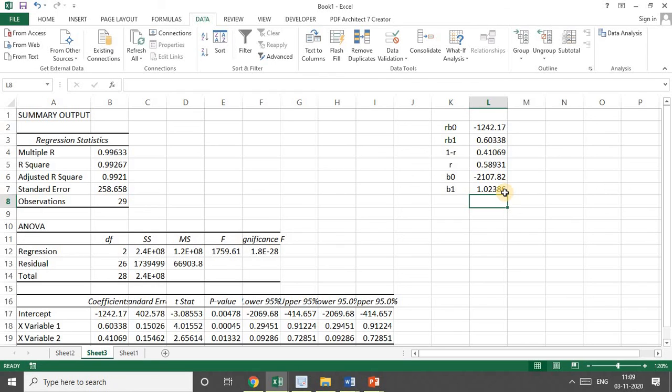if expected income is increased by 1%, then the actual current expenditure will be increased by 1.02%. This way we can estimate the adaptive expectation hypothesis. Thank you.